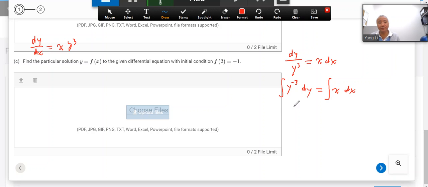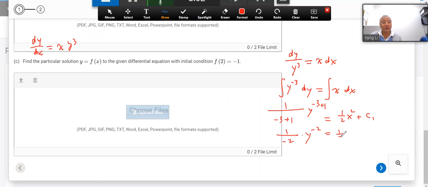When we do integration, you will get 1 over negative 3 plus 1, right? And then y to the negative 3 plus 1. I show you the detailed steps, the power rule for integration. The right side will be 1 over 2 x squared, but you have a c there, like this, right? And then we can simplify this. We get 1 over negative 2 times y to the negative 2 power equals 1/2 x squared plus c1, like this.